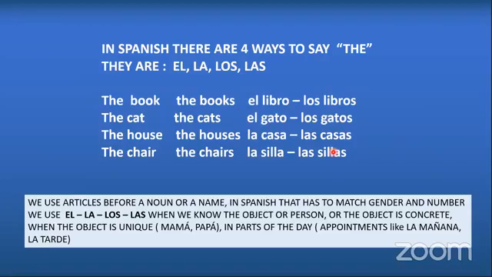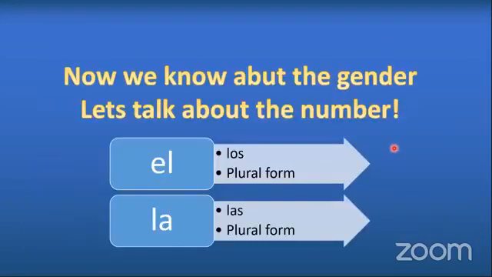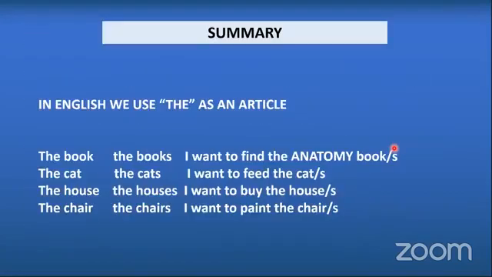So we learned that we use articles before a noun or a name. In Spanish, that has to match the gender and number. We use el, la, los, las when we know the object or the person, when the object is concrete, when the object is unique, or in parts of the day. So let me go back to the previous slide. Remember that I told you, please memorize these ones.